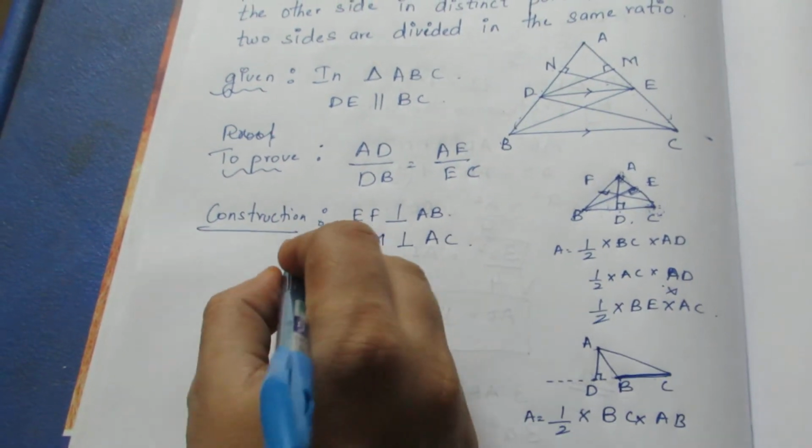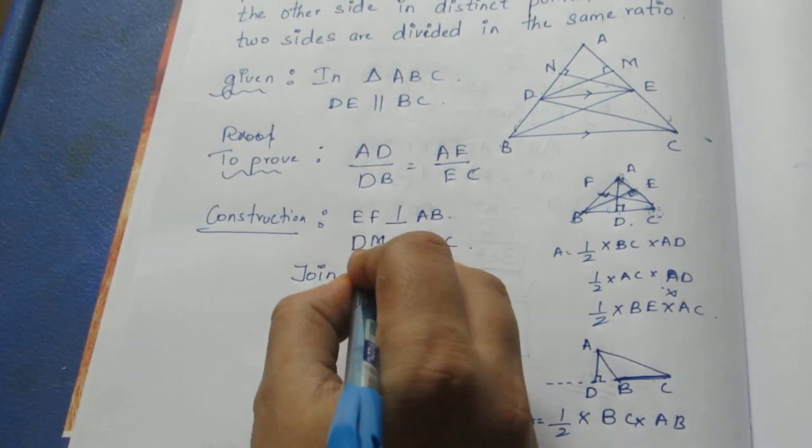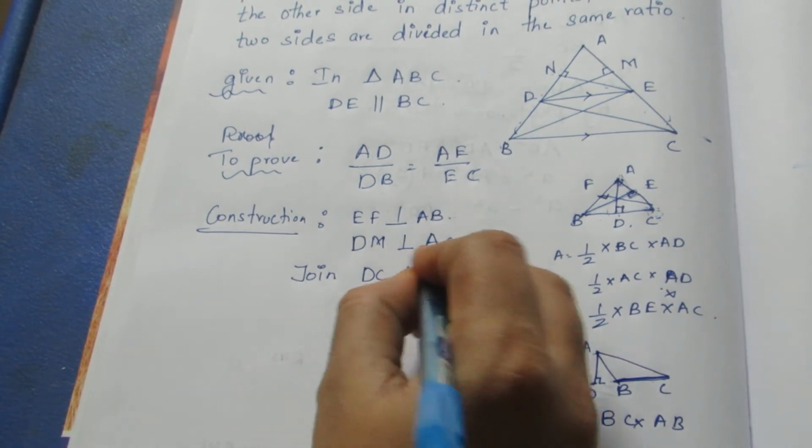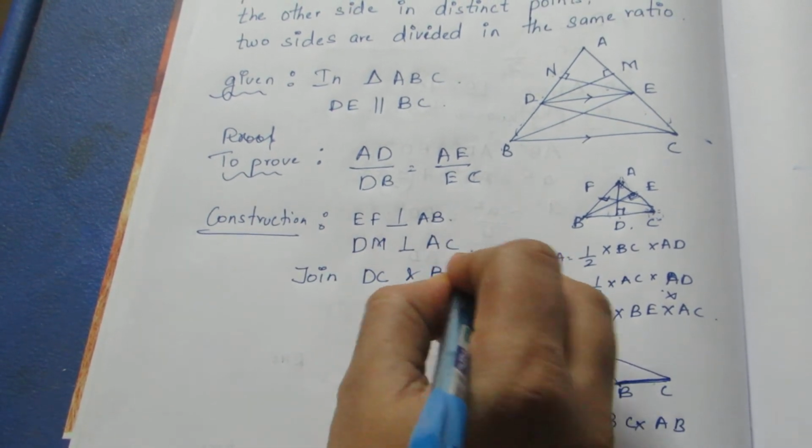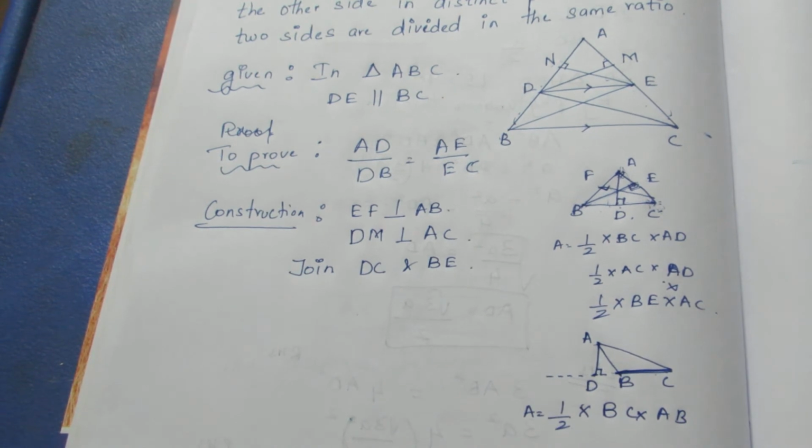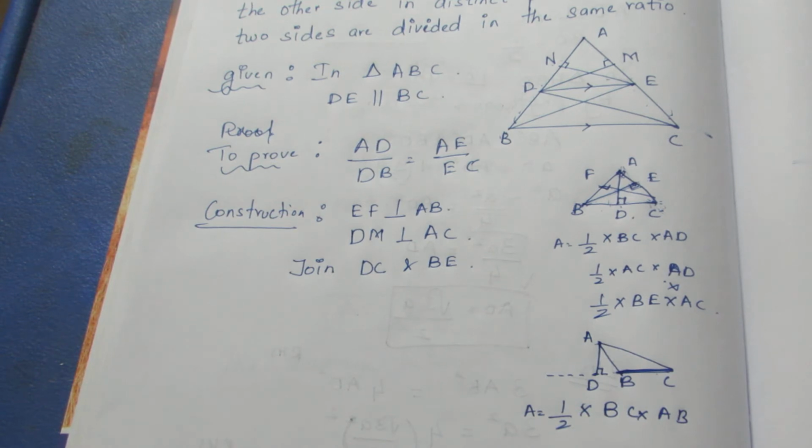And also we are joining DC and BE. So we are doing some construction, that is we are drawing one perpendicular from E to AB, same way from D to AC. So this is our construction. So we have written the given, to prove, and also the construction. Now let us start with the proof.